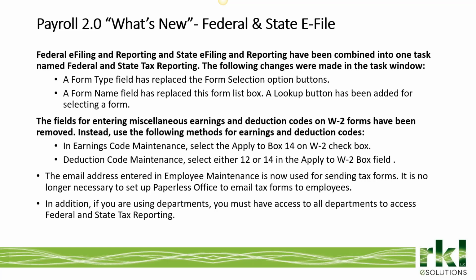So, for example, you're going to find that the earnings and deduction codes on the W-2 forms have been removed. Instead, what we're going to be using is the apply to box 14 and W2 on W-2s, and either 12 or 14 in the apply to W-2 box for the deductions. So the earnings and deductions are now using those checkboxes that have been added into the system. So long as they are configured properly, it will roll directly into all of the reporting.